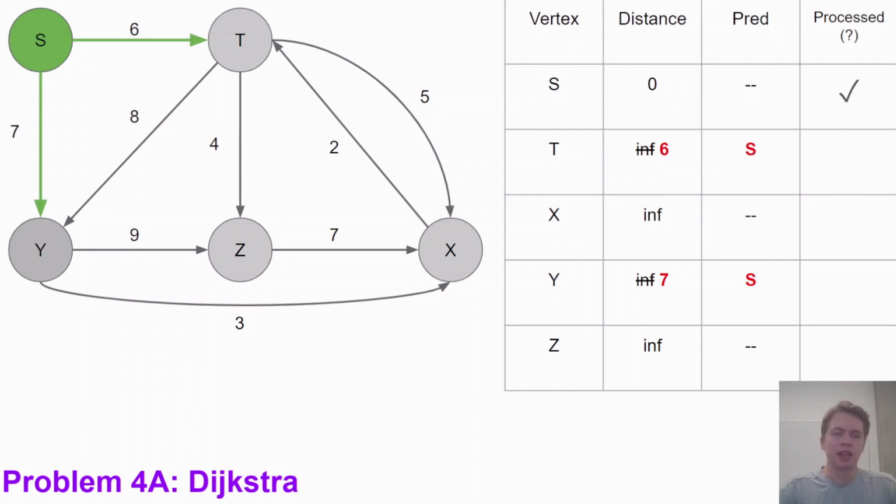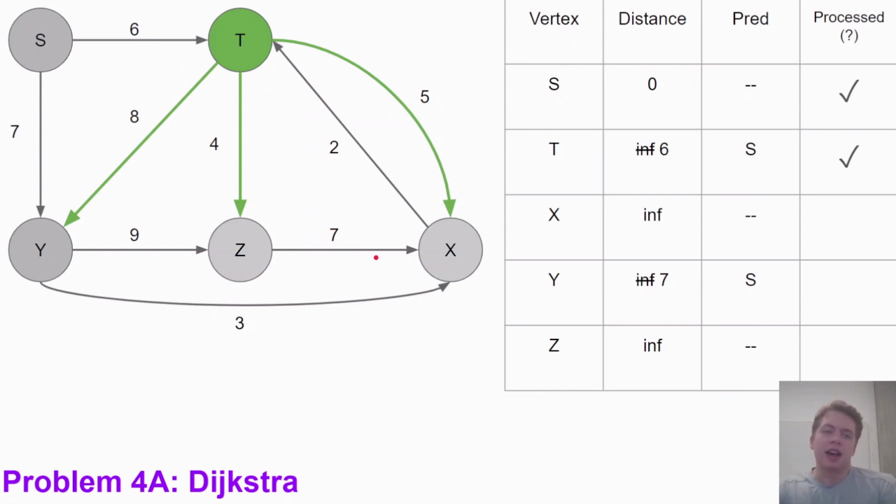All right, so now we want to choose the next closest unprocessed vertex, which, as we can see on our distance table, is T. So T will be the node returned from the priority queue, since it has the closest distance of 6. And we will process T next. We see there are 3 edges coming out of T, 1 to Y, 1 to Z, and 1 to X. So the next step will be to update these distances.